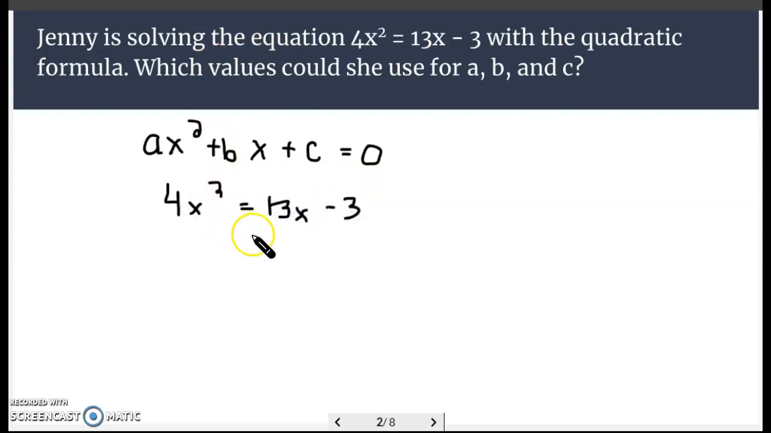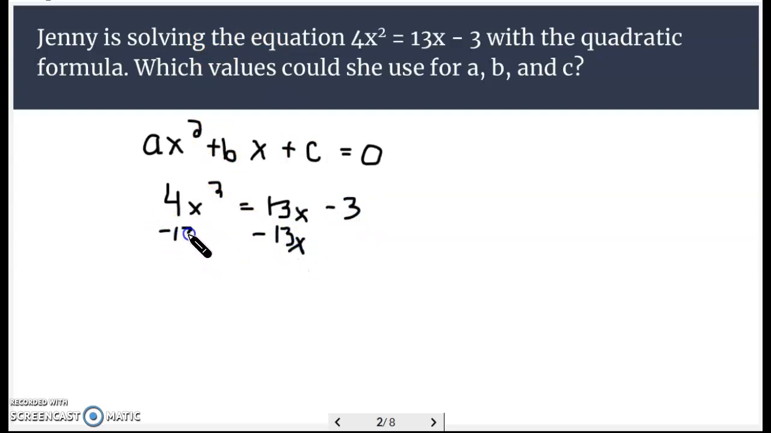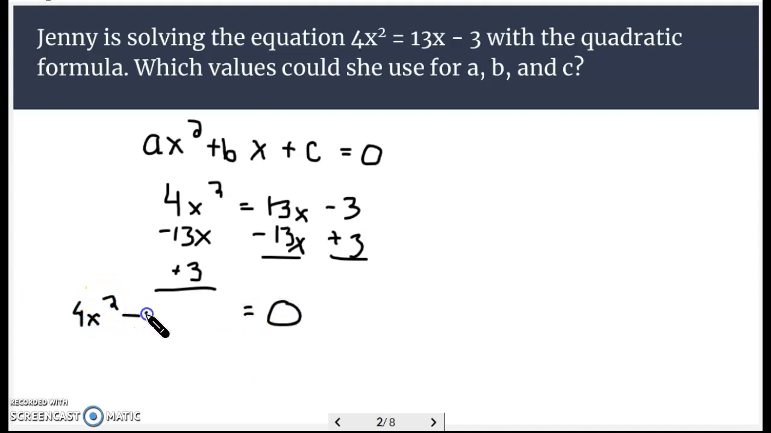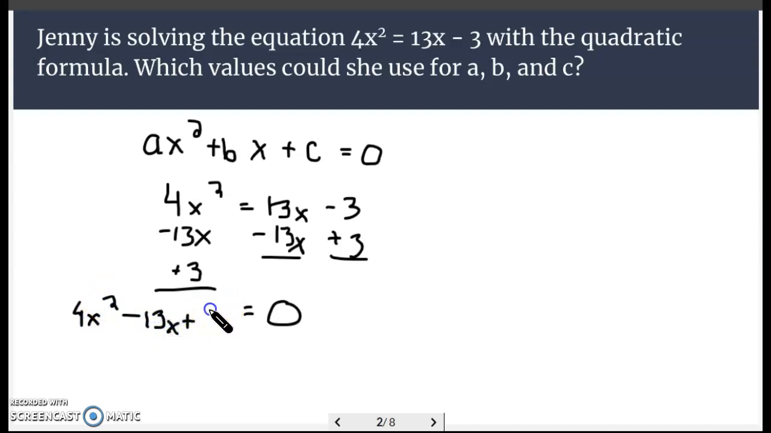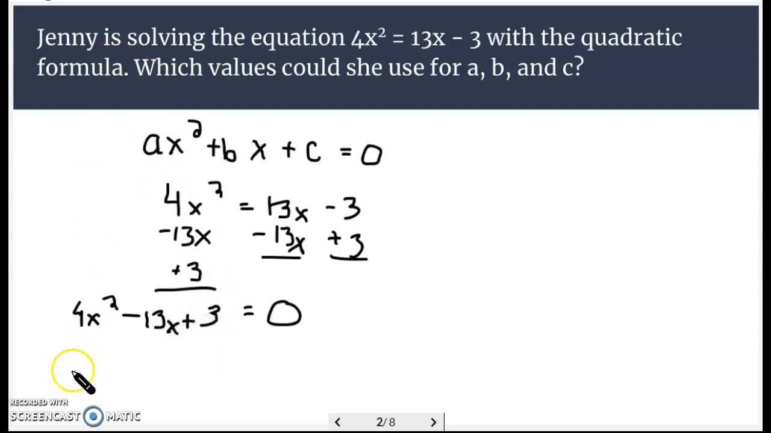First thing we need to do is subtract 13x from both sides, but also add 3. You can do that 2 steps at once. Notice none of the terms will actually add together on the left side of the equation. We're now equal to 0 on the right side, but we just write 4x squared minus 13x plus 3. Those terms cannot add or subtract together. They're not like terms.